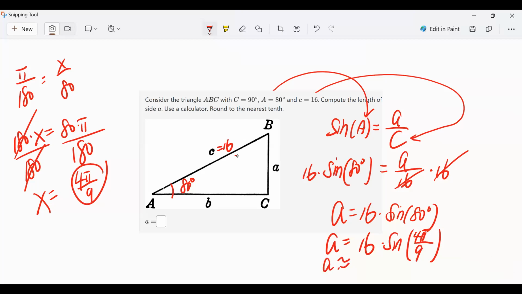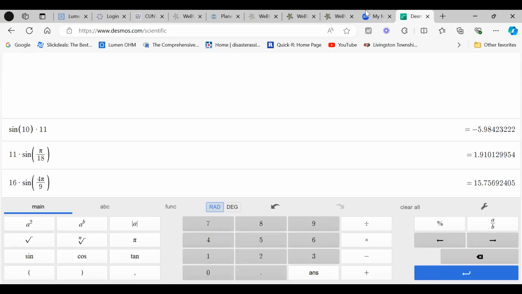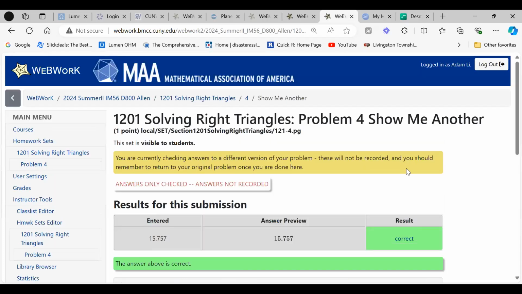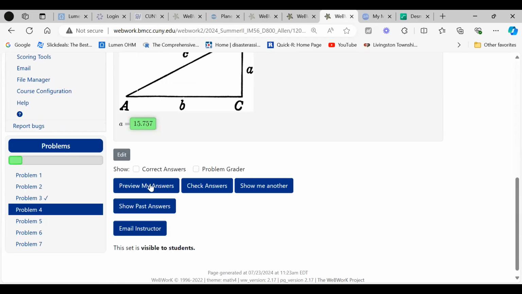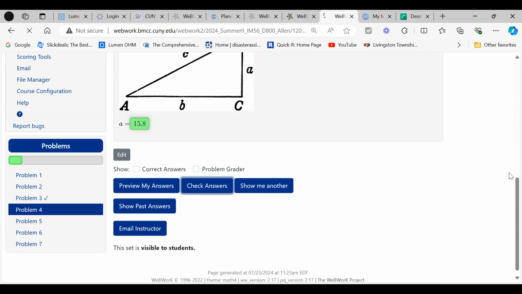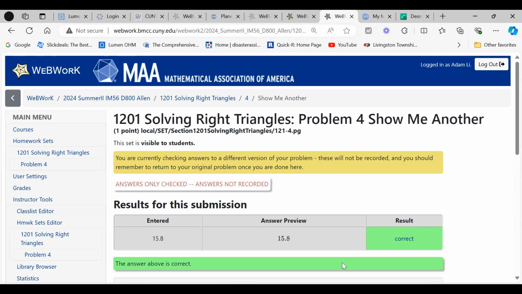Is approximately equal to 15.757. Let's put it in to the nearest tenth. So they only want one decimal, but it's okay. We can put in more decimals. It's more accurate. They will take it, right? If you put in 15.8, that should be good as well. One decimal should also be the correct answer.